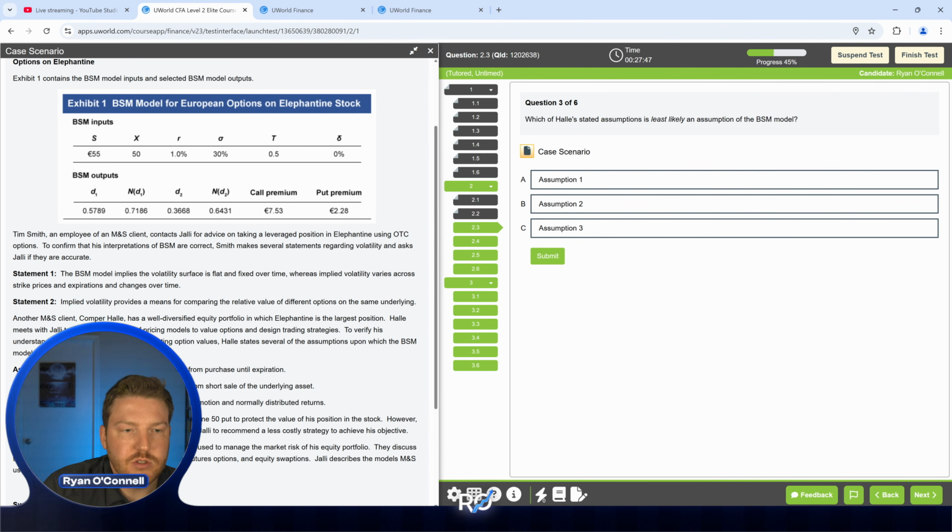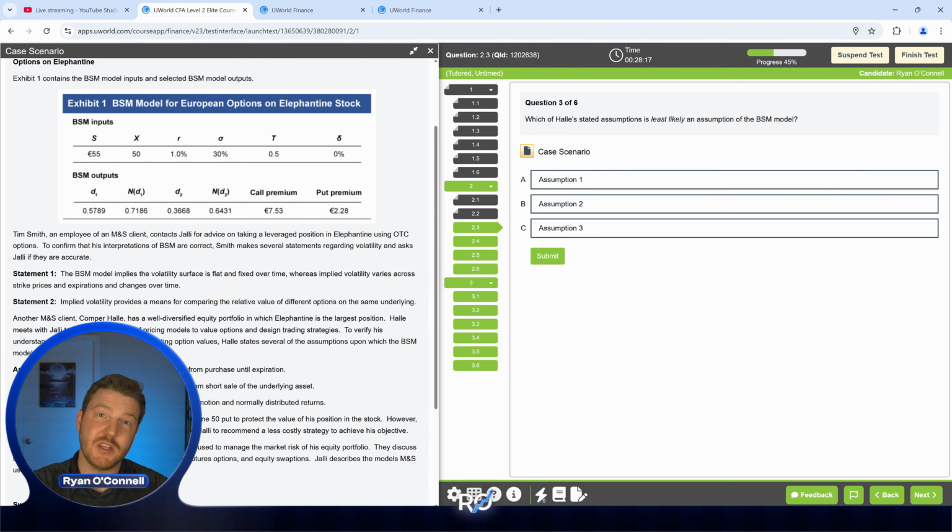So we have these three assumptions. One is that options are continuously exercisable from purchase until expiration. The second assumption is traders have the full use of the proceeds from the short sale of the underlying asset. And the third assumption is that asset prices exhibit geometric Brownian motion and normally distributed returns. There's a ton of assumptions about the Black-Scholes model, and some of them just don't really hold up. They make these broad sweeping assumptions about reality that won't really be true.